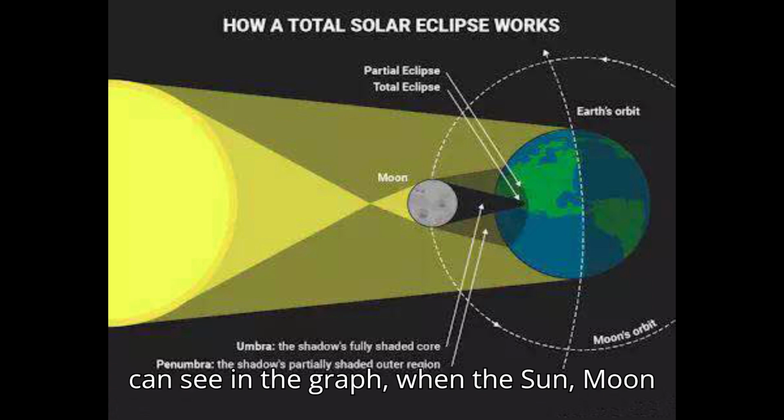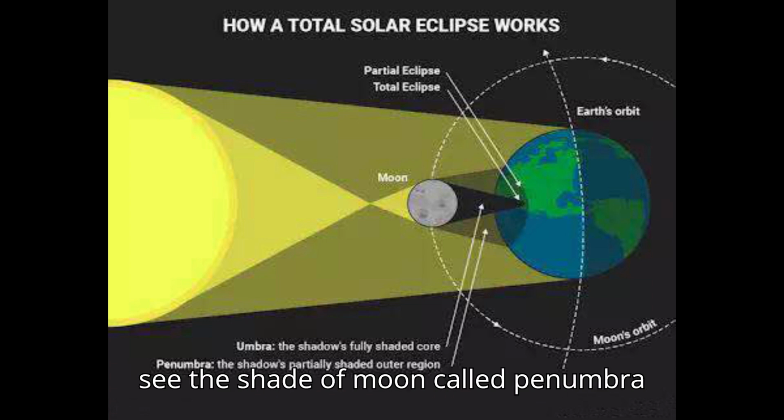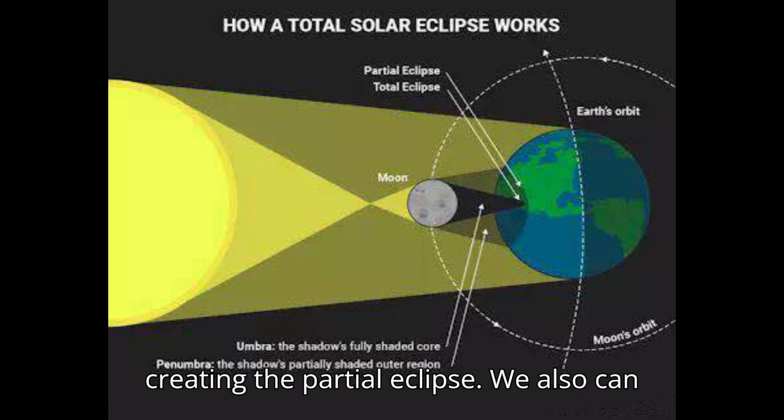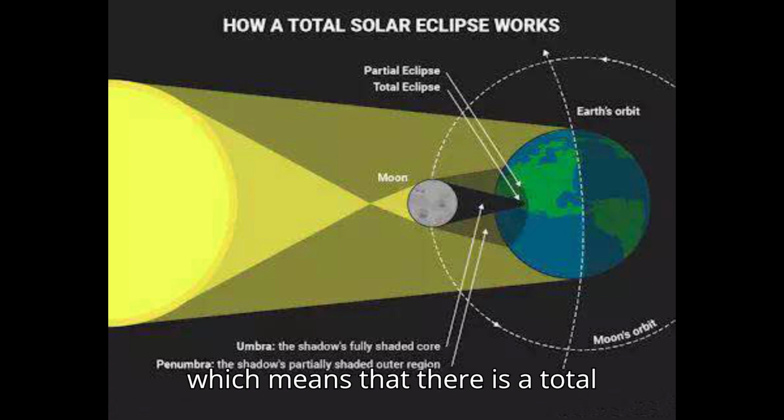As we can see in the graph, when the sun, moon, and earth are parallel to each other, we can see the shade of the moon called penumbra, creating the partial eclipse. We can also see the middle of the shade called umbra, which means that there is a total eclipse. In conclusion, this graph shows the formation of different eclipses.